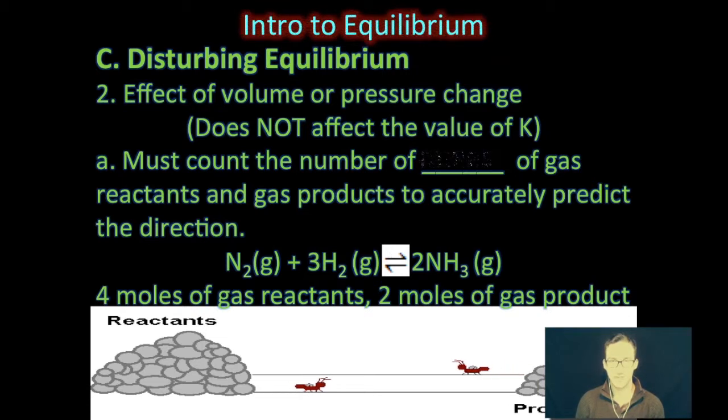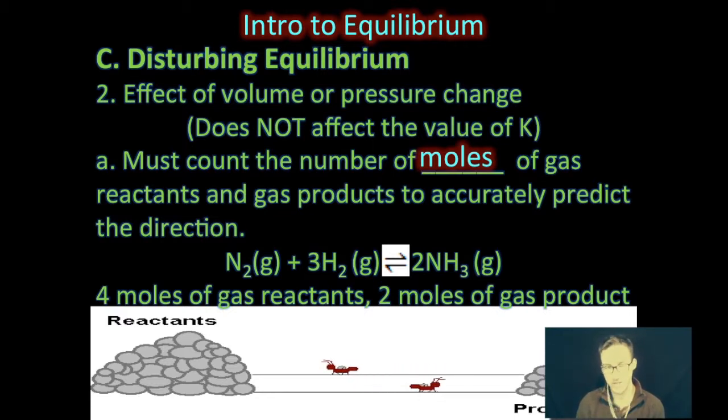Okay, so the first thing, again, you need to keep in mind is how the change in concentration will affect equilibrium. You also have to worry about, with gaseous reactants and products, how volume or pressure will affect equilibrium. Again, keep in mind it's not going to change the equilibrium constant K. When you're trying to figure out how volume or pressure is going to affect equilibrium, you need to first count the number of moles of gas reactants and gas products to predict which direction the reaction is going to shift.